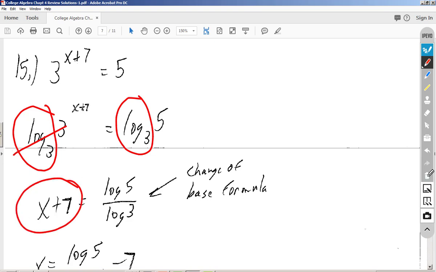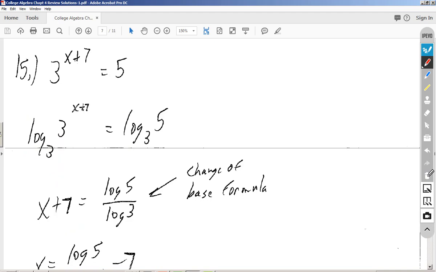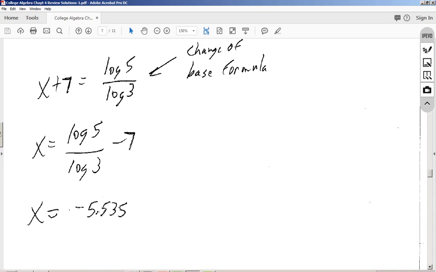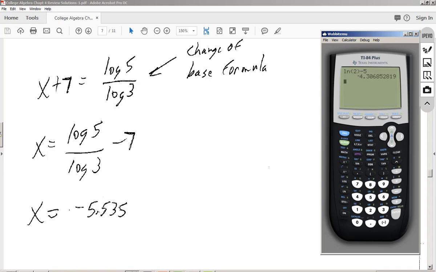Now to solve the right-hand side of the equation, log base 3 of 5, I'm going to need to use my change of base formula. My change of base formula just says I take the log of the top number, which is 5, divided by the log of the bottom number, which is 3. So I've got x plus 7 equals log 5 divided by log 3. And then I'm just going to go ahead and subtract 7 from both sides. So x equals log 5 divided by log 3, subtract 7. So now you just take your calculator to solve this. Taking your calculator, we're going to type in log 5.